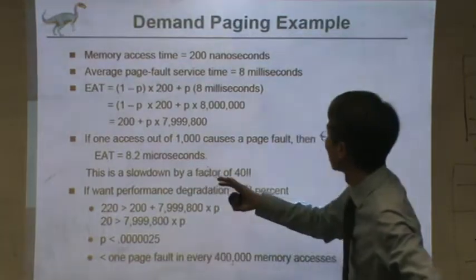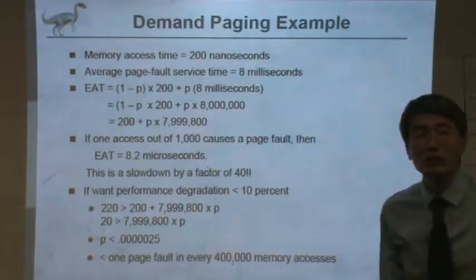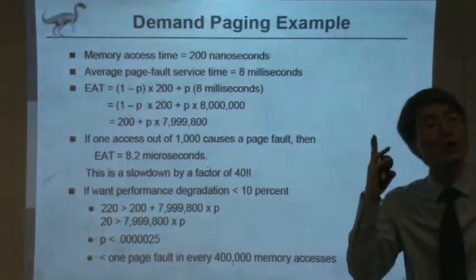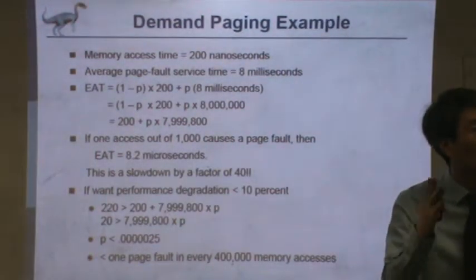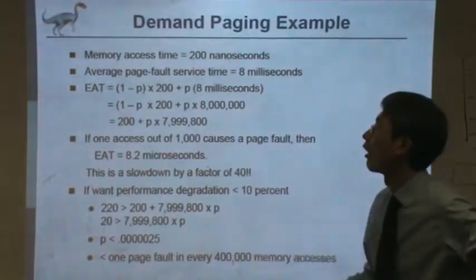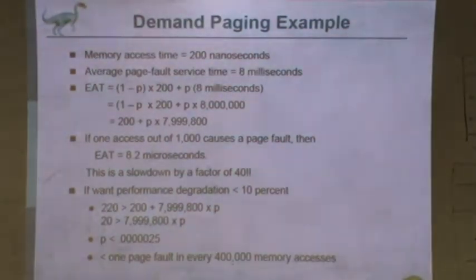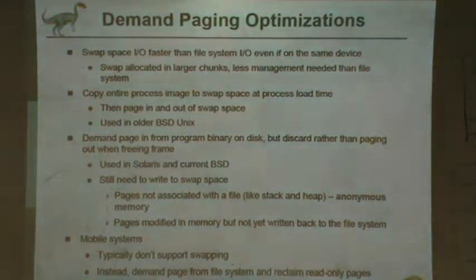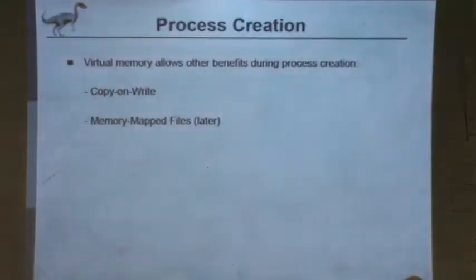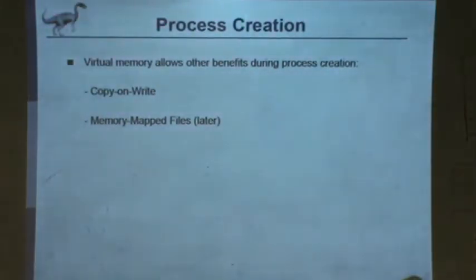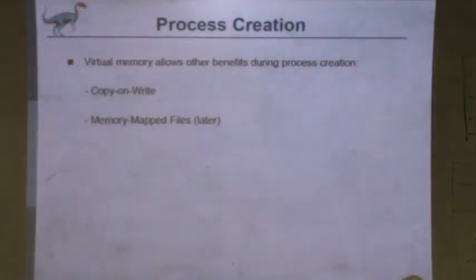So, for example, in this case, 1 out of 1,000 cases is a page fault, 0.1% page fault rate, 1 out of 1,000. Okay, at that time, you can calculate the effective access time. So, how can we get the benefit of using the virtual memory space to create the process?